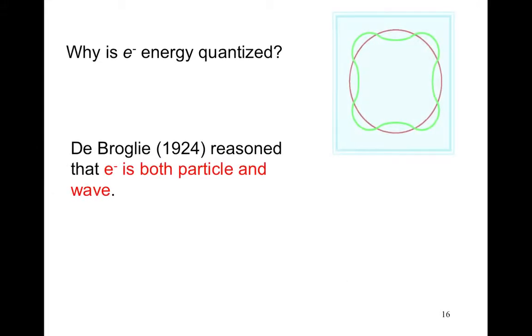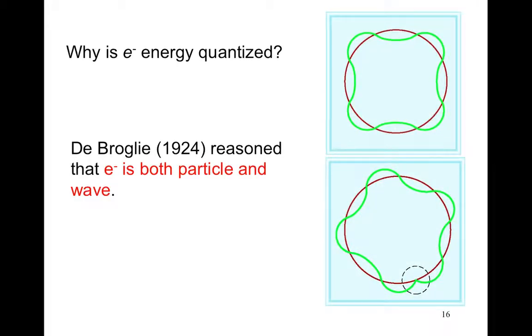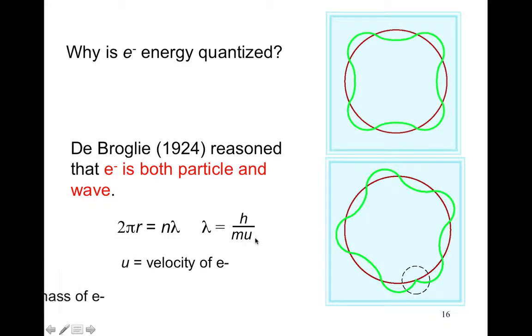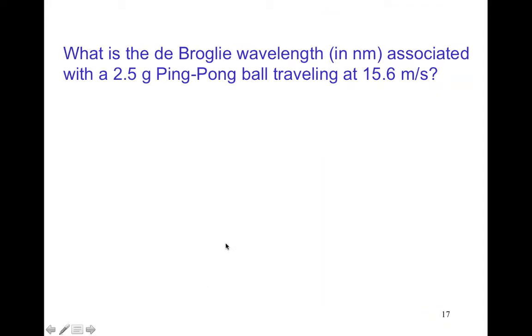Why is electron energy quantized? That's a good question. I don't know. But I guess de Broglie figured it out in 1924. He said that the electron's both a particle and a wave. We are inclined to believe him. Here's the equation he came up with: 2 pi r equals n times lambda, and then lambda is equal to our Planck's constant divided by our mass and our u, which would be our velocity. So u is the velocity of the electron, m is the mass of an electron, super, super, super small.